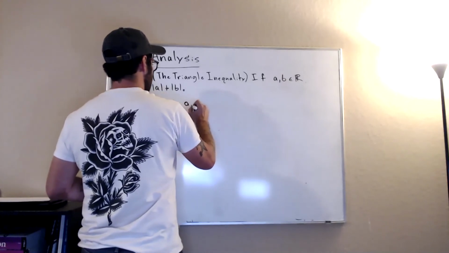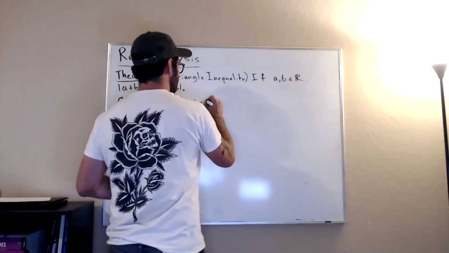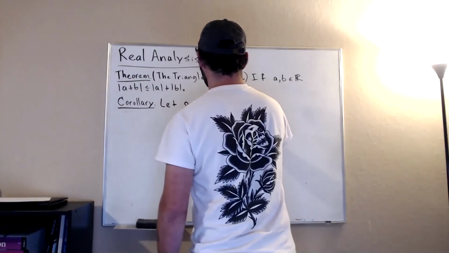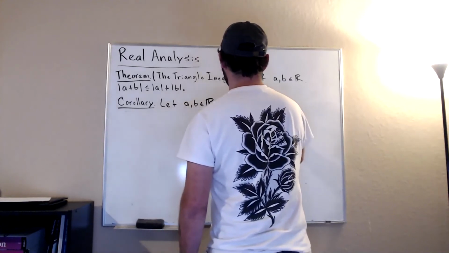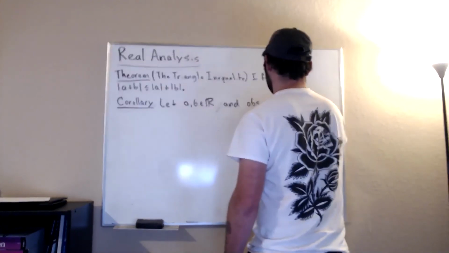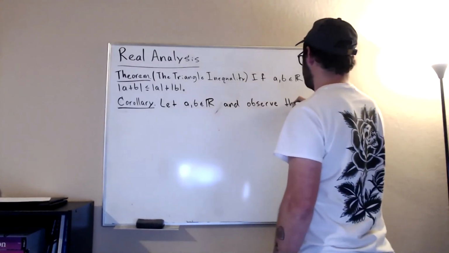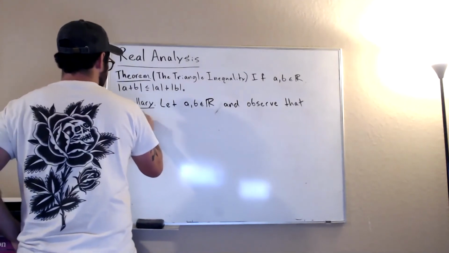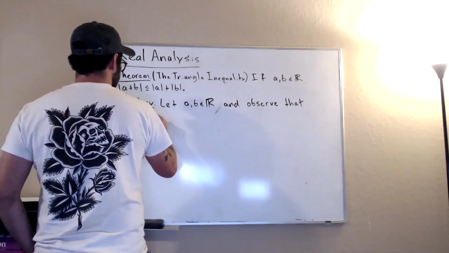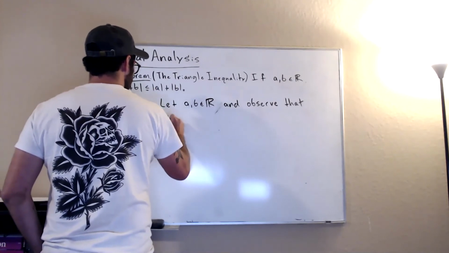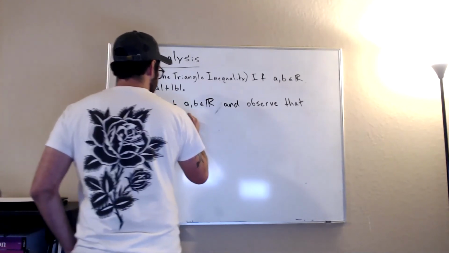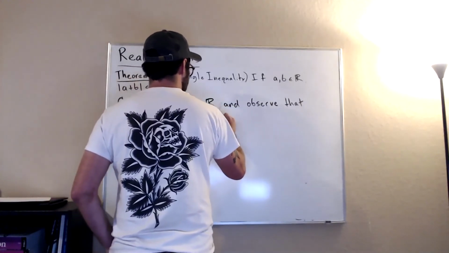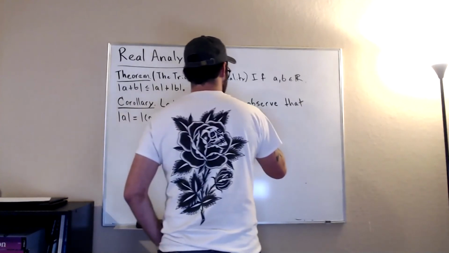So let A be your numbers. And observe that the absolute value of A, which is equal to the absolute value of A minus B plus the absolute value of B, is less than or equal to this quantity by the triangle inequality.